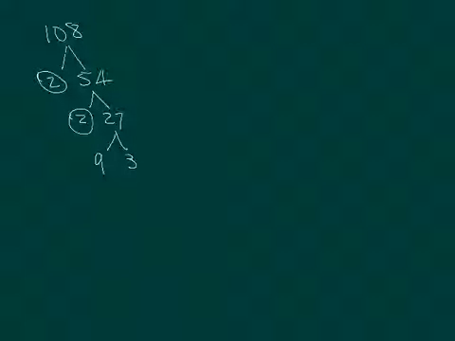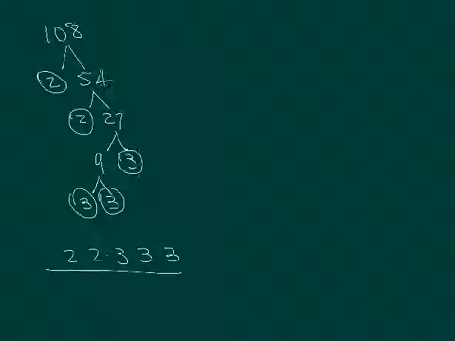Is 9 prime? No. Is 3 prime? Yes. So because 9 is not prime, I draw two lines off of it. What goes into 9? 3 and 3. And we already know that 3 is prime, so I'm going to circle both of them. Notice at the end of my lines, all the numbers are circled now, so that tells me I'm done. And I put my numbers together in the right order, all the 2's together, all the 3's together. So if I were to multiply those, I would get 108.